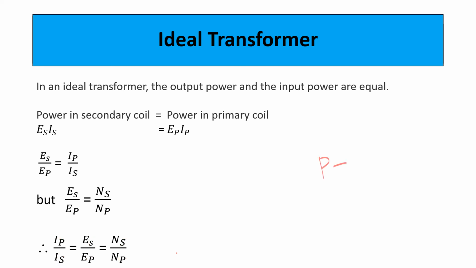P is equal to VI. If voltage is doubled in the secondary, current is halved in the secondary. Similarly, if voltage is halved in the secondary, current is doubled in the secondary. All the power delivered to the primary by the source is delivered to the load by the secondary.